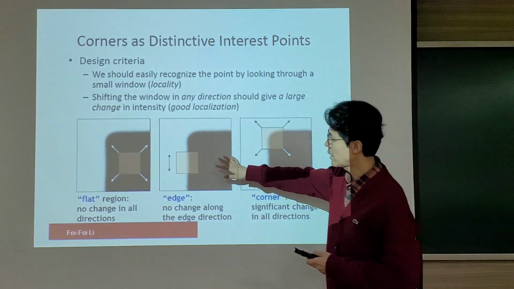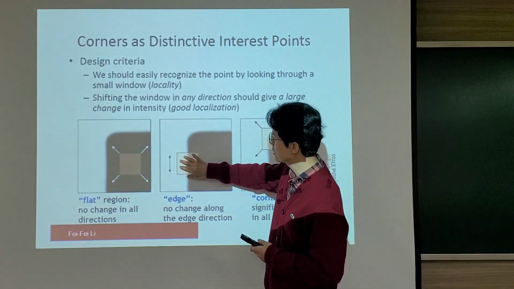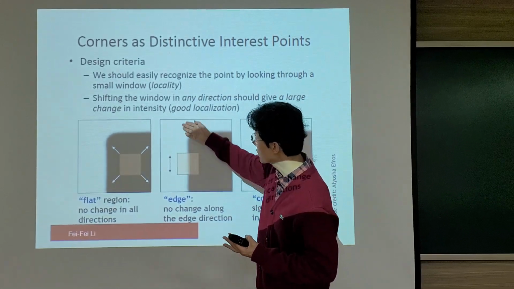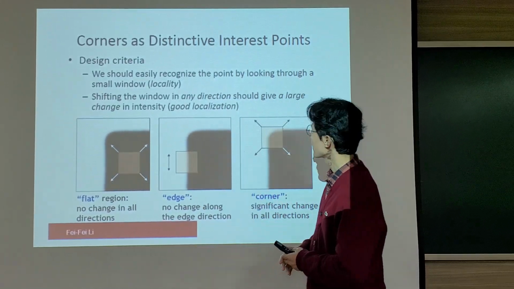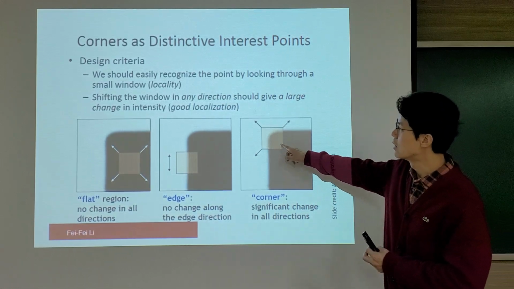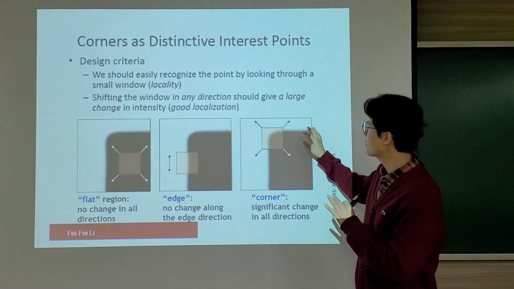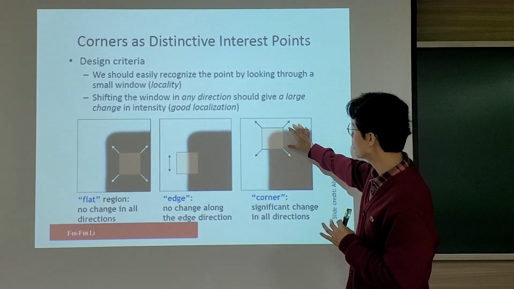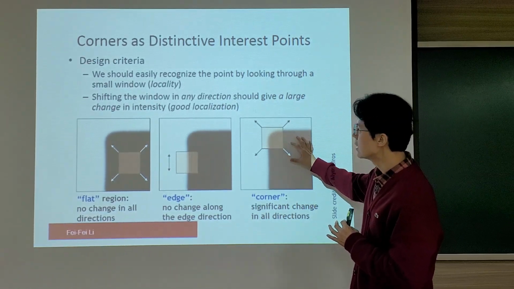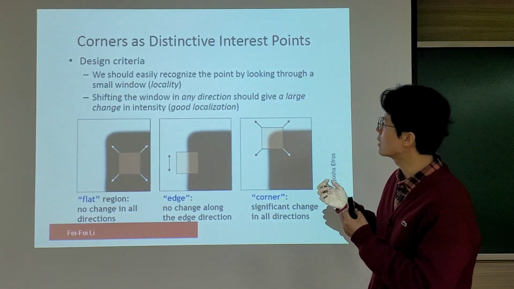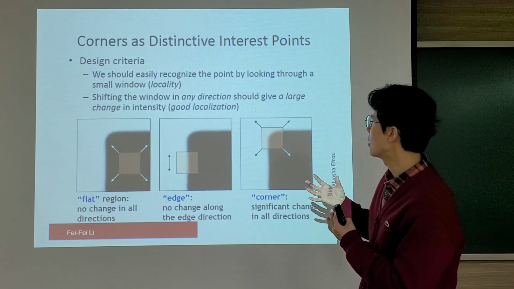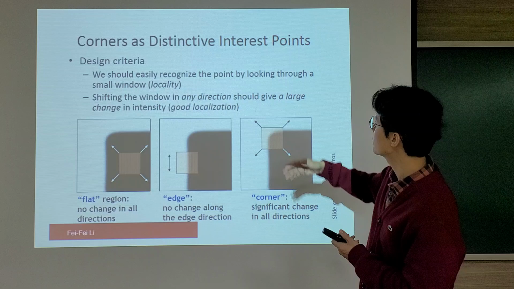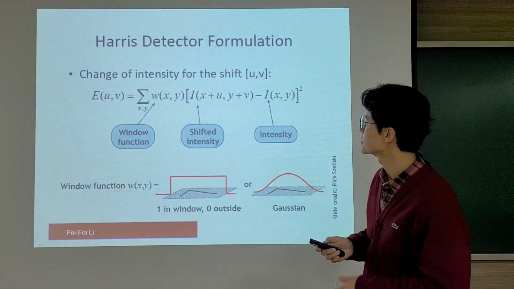But on the edge case, if we move this window along that chain, there could be a lot of change, but along that one, nothing changed, right? But if you look at the corner, whatever direction we change, there could be some sort of content change, right? Because of this property, the corner turns out to be very interesting, also distinctive, the key point.